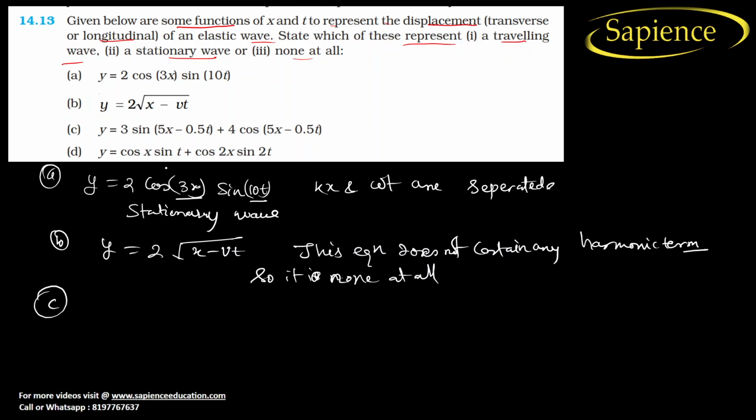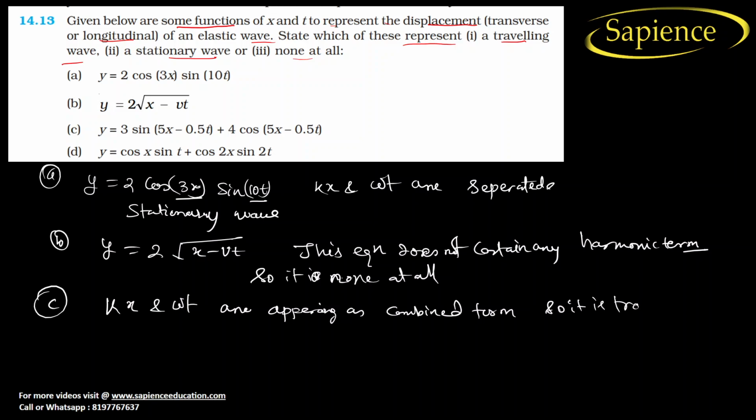In C, we can see 5x minus 0.5t. Actually, sine and cos both, see, kx and omega t are appearing in combined form. So it is a traveling wave. Now let us talk about D.